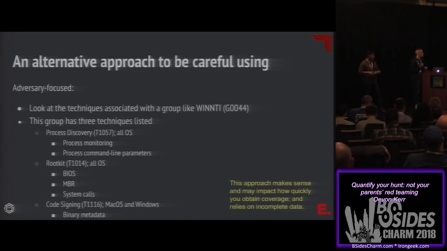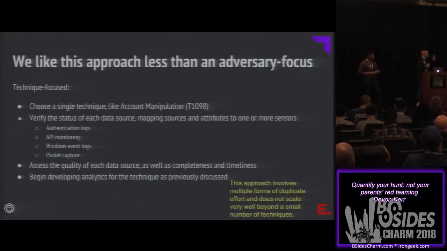and apply a data quality rubric to them like we've suggested, and you will eventually get to a place where you have coverage. All of these techniques are cross-referenced by one or more threat groups, so if you take the adversary-focused approach, you will eventually get there, but we think it'll take a lot longer.